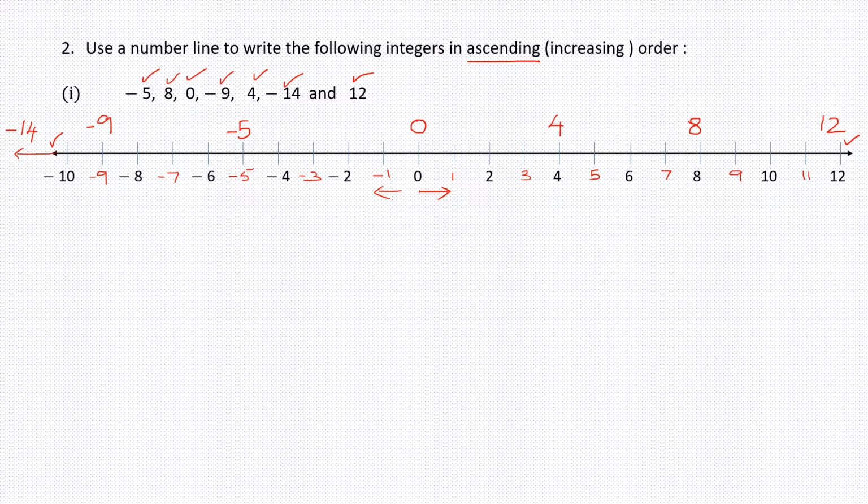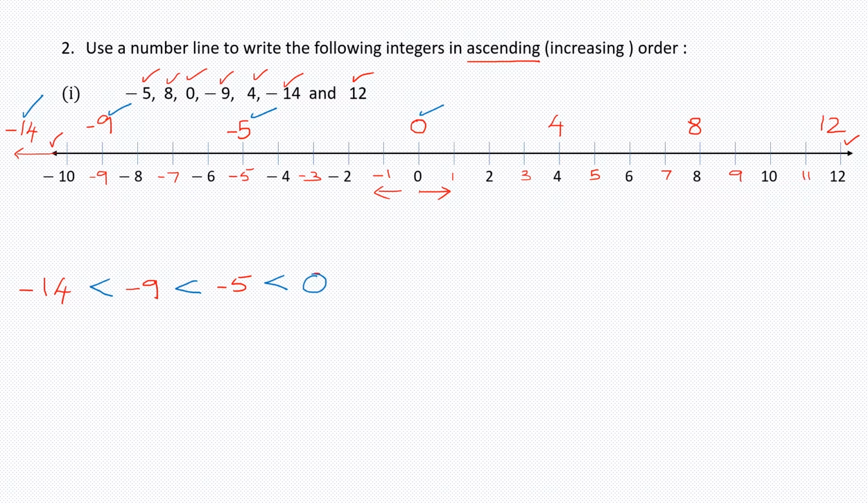So let's write down the numbers which are there on the left, extreme left. So minus 14. So I'm going to write minus 14 first. And then we'll go on to the next number, which is minus 9. So minus 14 is smaller than minus 9. Go on to the next number, minus 5, smaller than minus 5. Then go on to the next one, which is 0. So this is less than 0.